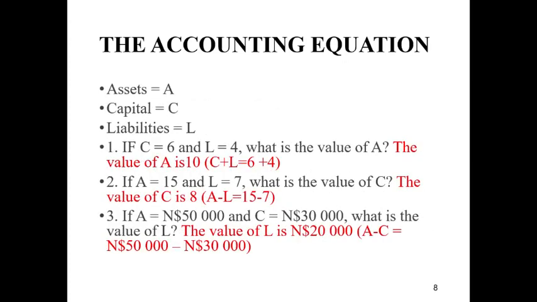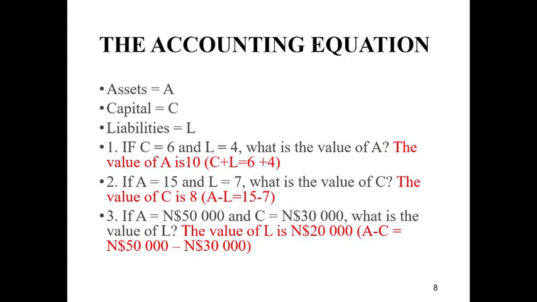Okay, let's look at this scenario just to explain what I said. You have the three elements being assets, capital, and liabilities. Assets is represented by A, capital by C, liabilities by L. If C is equal to 6 and L is equal to 4, what is the value of A? The value of A is 10. Why? Capital plus liabilities, 6 plus 4, will give you 10.